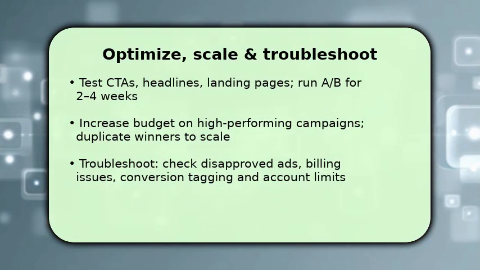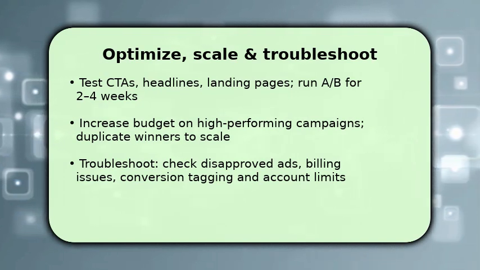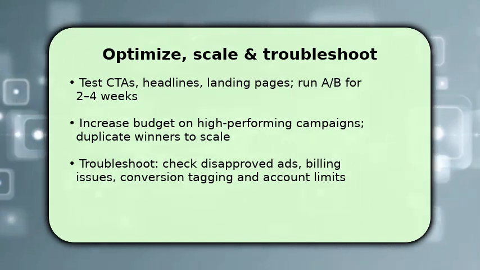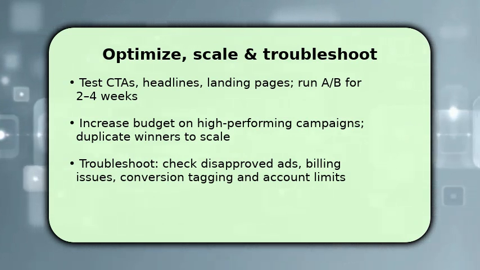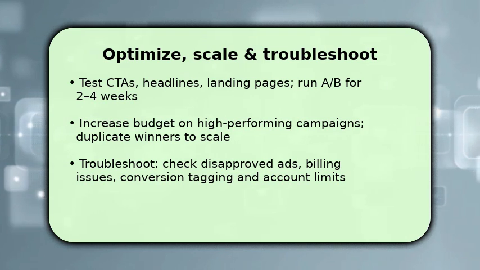You should A/B test headlines, CTA, and landing pages until you see higher conversion rates. Once a variant wins, increase its budget gradually. Use audience lists and remarketing to re-engage visitors who didn't convert.